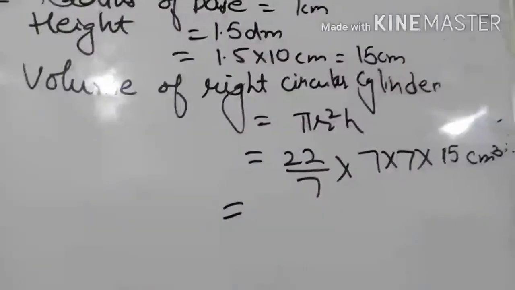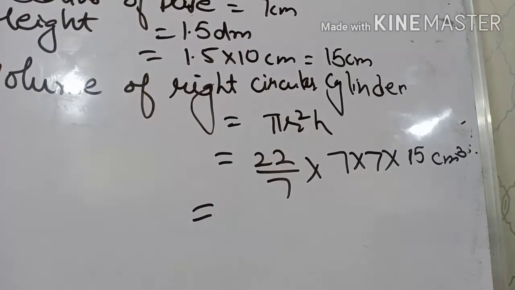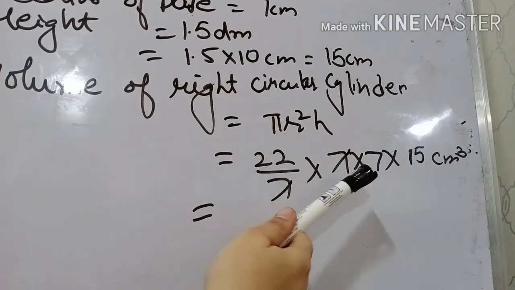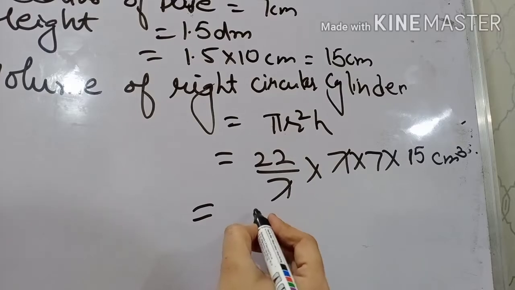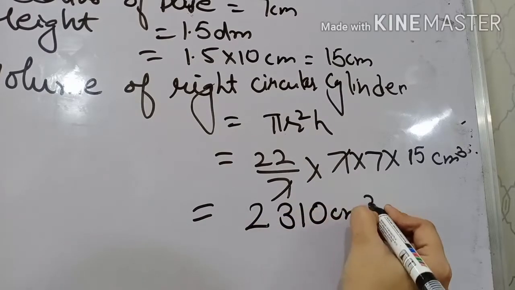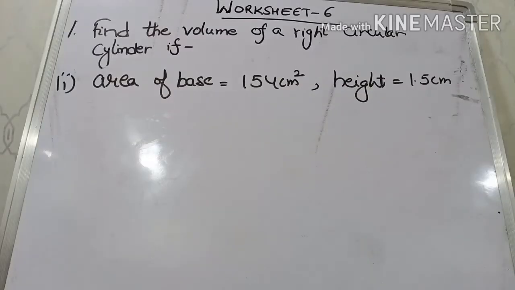When we multiply these terms, what are we getting? When we multiply these three terms, 7 into 7 cancel. You have to multiply 22 into 7 into 15. You are getting 2310 centimeter cube. Hence the volume is 2310 centimeter cube. Let us solve the second part.